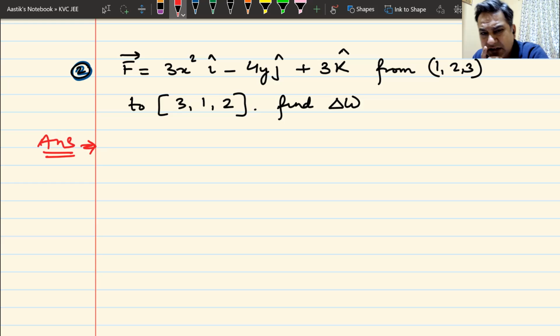Anyone got the answer? Answers are not important. Yes, beta? Answer may be 6x square plus 4y minus 3. That's not the answer. That's still a question. I have to get a number.